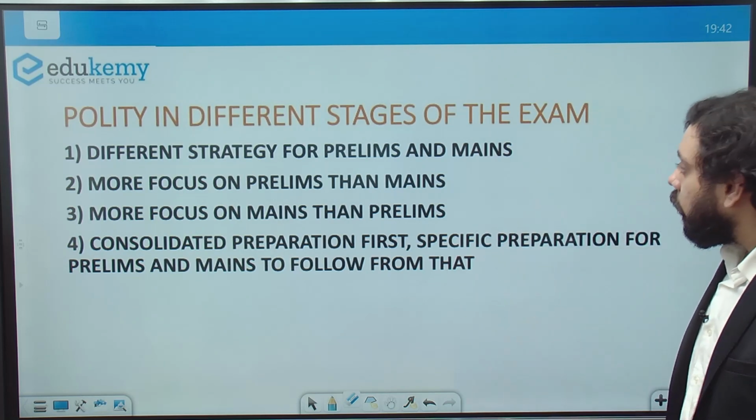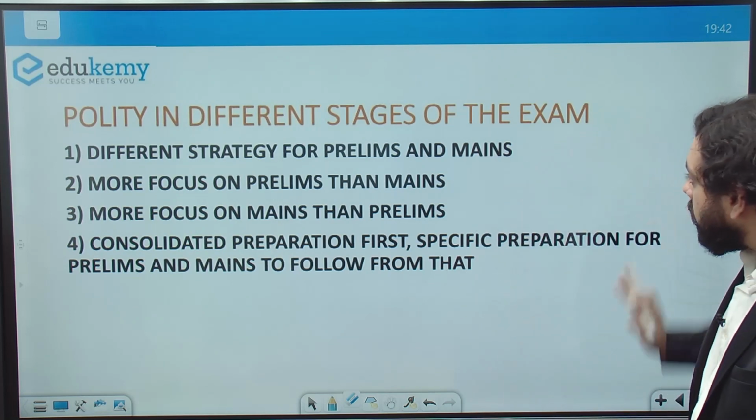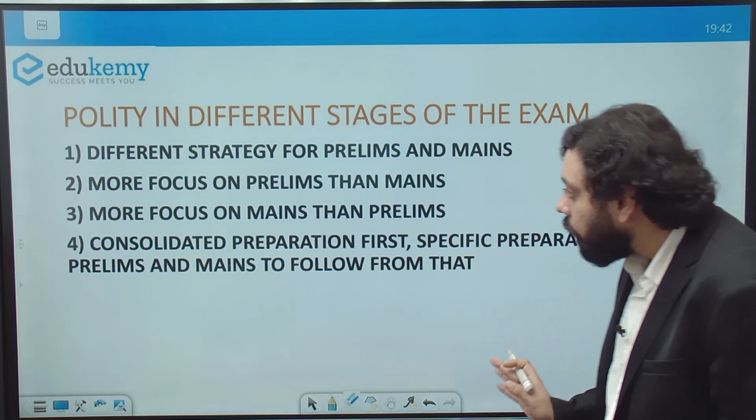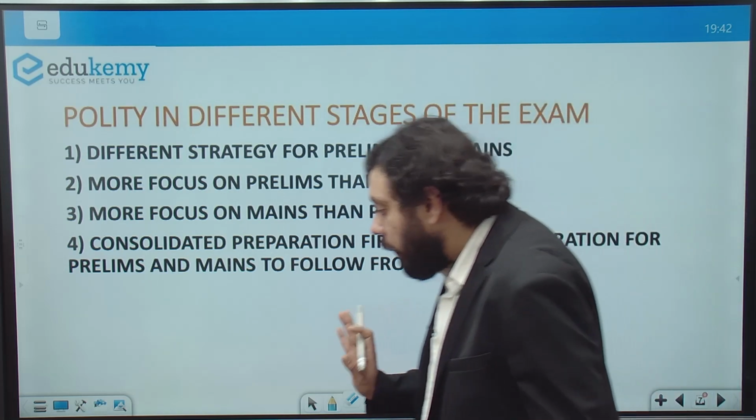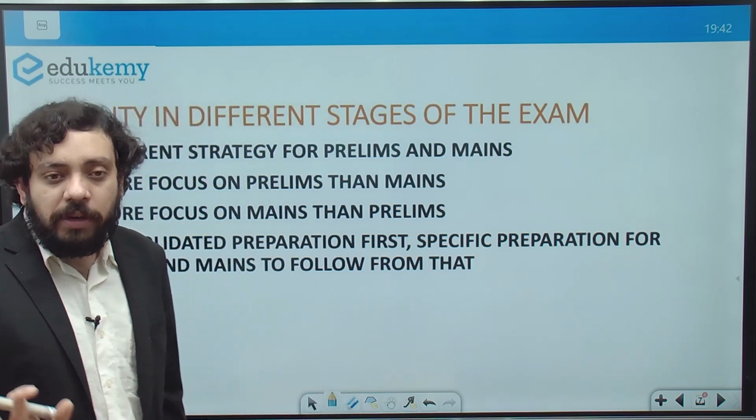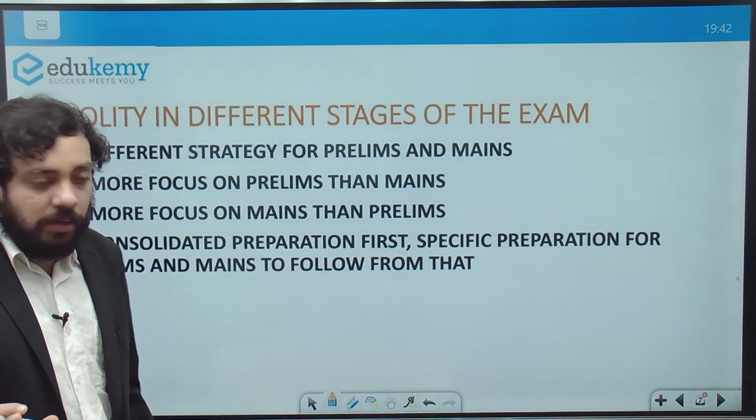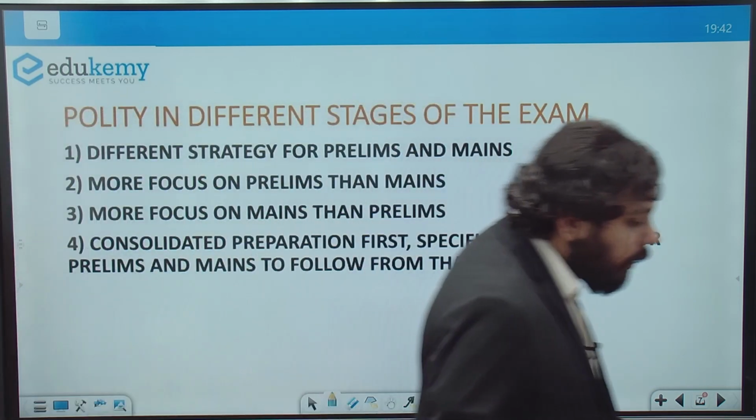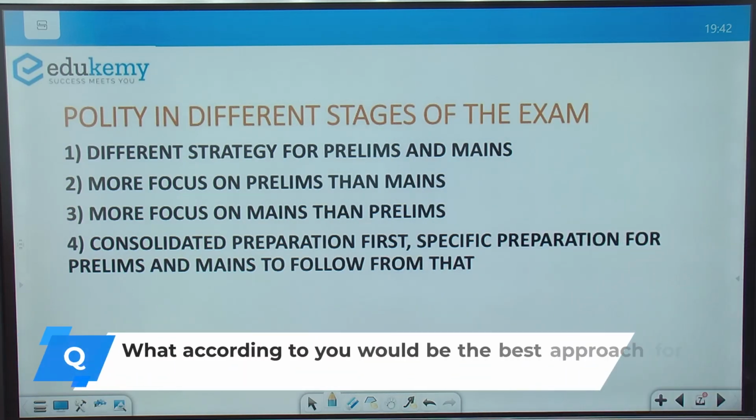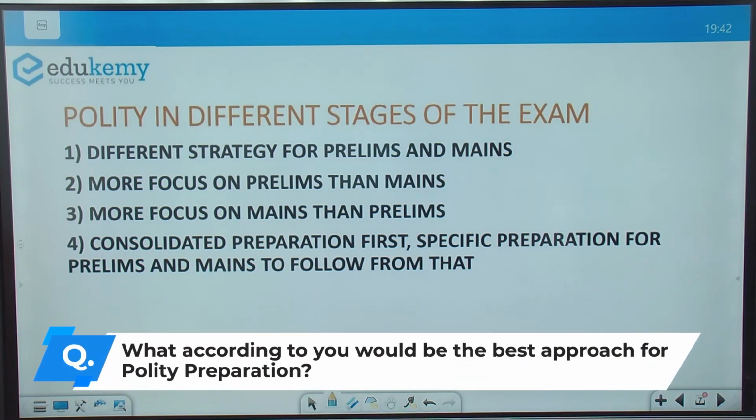Now, the next part of our discussion is polity in different stages of the examination. How do we calibrate or strategize our preparation for different parts of the examination? You can just pause the video and take a look at the 4 options, 1, 2, 3, 4, and try to answer the question: which one of these 4 options is the one you will choose to strategize your preparation for polity in different stages of the examination? You can pause the video now.